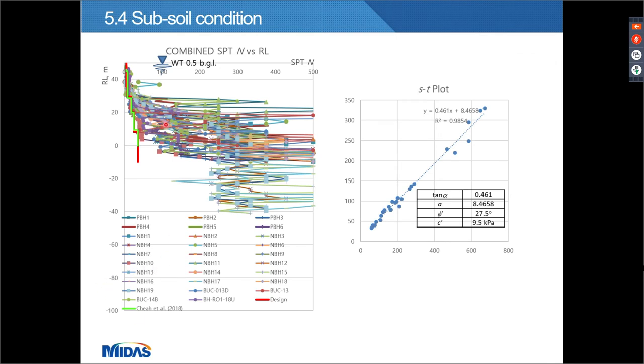This is the plot of SPT N value for all the boreholes. We adopted the lower bound value for analysis. The ST plot suggested that the shear strength of the residual soil is 27.5 degree in friction angle and 9.5 kPa in cohesion. The water table is 0.5 below ground.